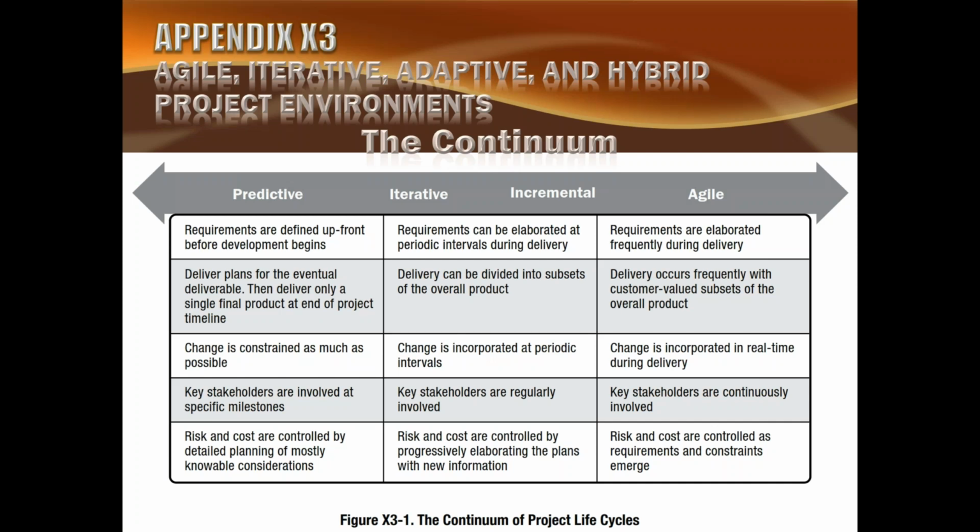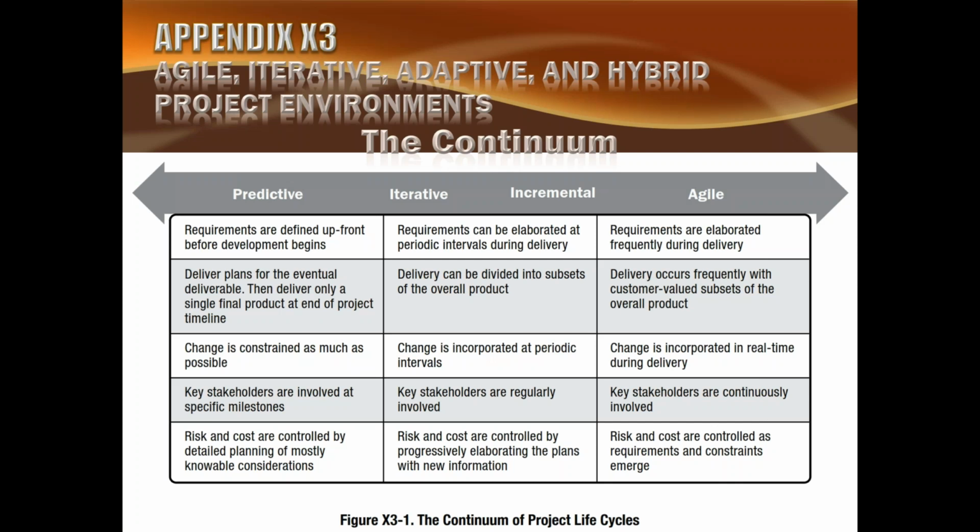In predictive, key stakeholders are involved at specific milestones. Their involvement is limited. Whereas in iterative and incremental, key stakeholders are regularly involved after the end of every phase. And in agile, they are continuously involved. They are interacting with the project team throughout the life of the project. So this is a better buy-in.